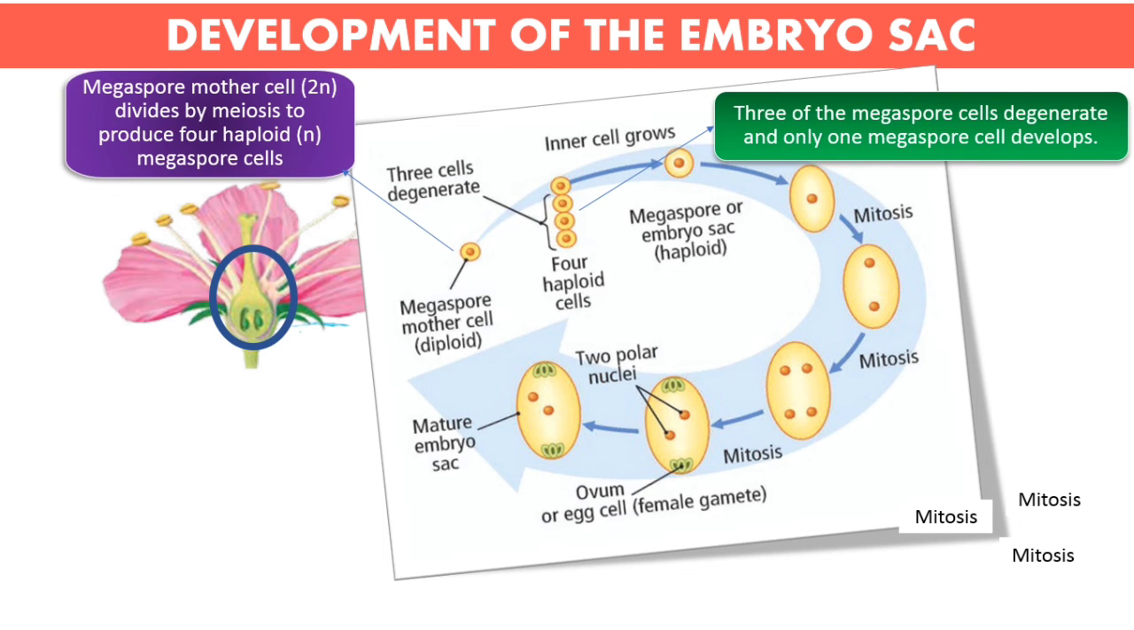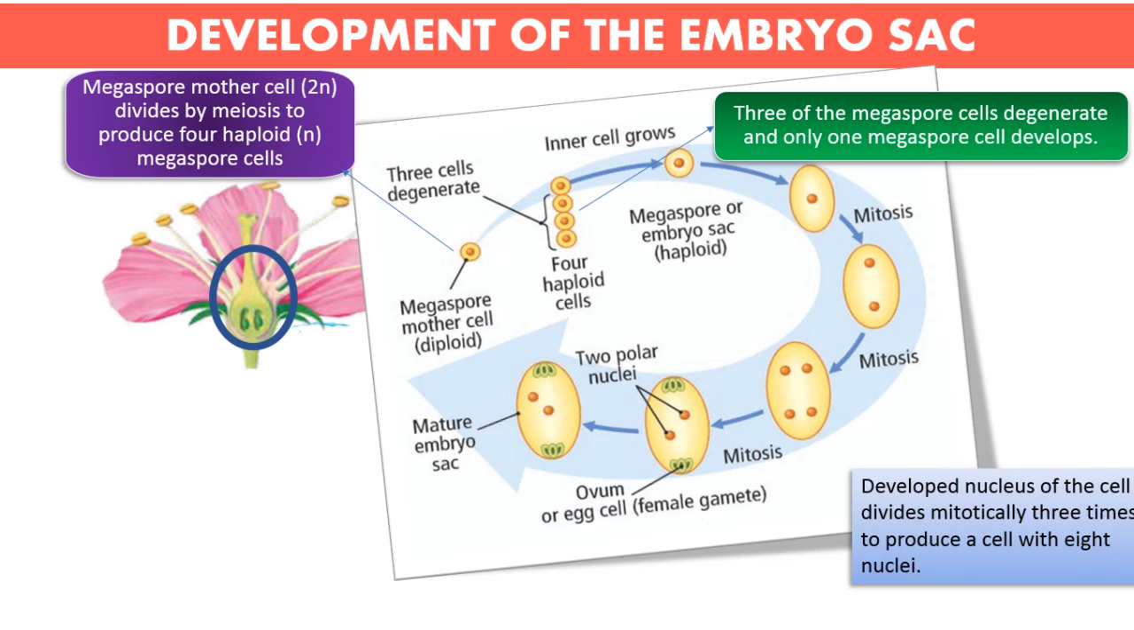Three of the megaspores will degenerate: 1, 2, 3 will degenerate. Only 1 megaspore cell will develop. So this is the megaspore cell, or embryo cell, that will develop. The nucleus of the developed cell divides mitotically 3 times to produce a cell with 8 nuclei. In the first mitosis, we produce 2 nuclei. In the second mitosis, we produce 4 nuclei. And in the third mitosis, we form 8 nuclei.